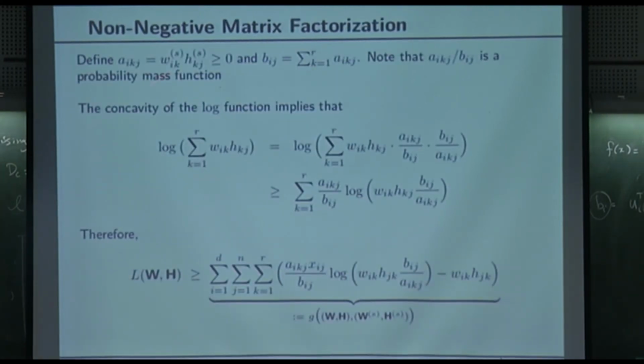So define, why do I have this S? Forget about these S's because I think I was showing some iterative thing. So don't think of, there are no S's over there. Define a number Aikj, which is Wik Hkj, and which I know, because W is greater than or equal to 0 and H is greater than or equal to 0, this Aikj is greater than or equal to 0. Define Bij to be the sum of Aikj for k equals 1 through r.